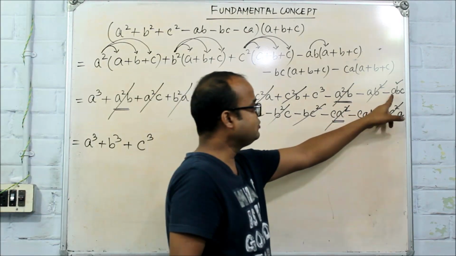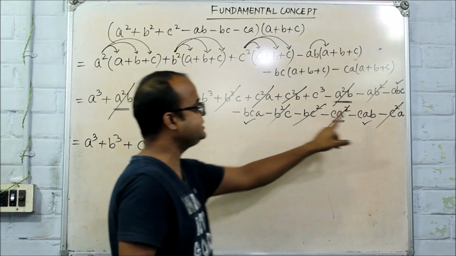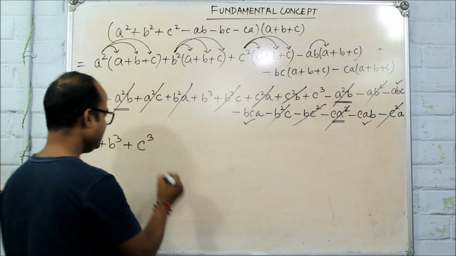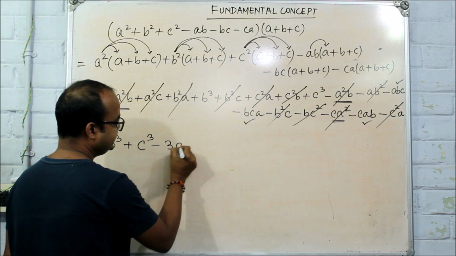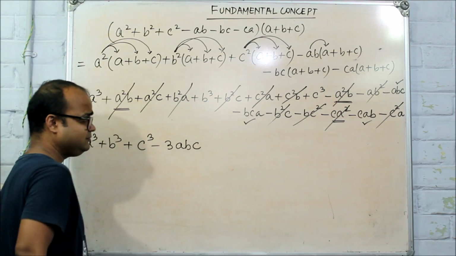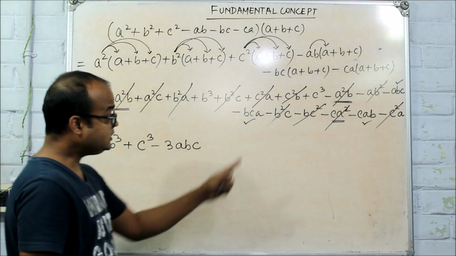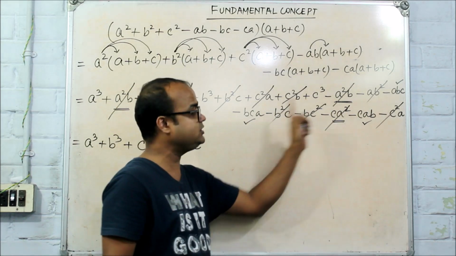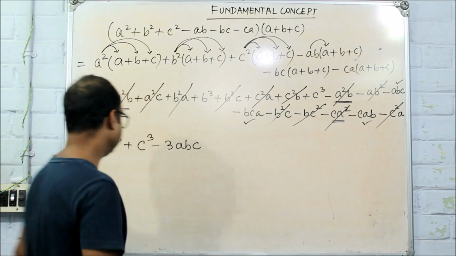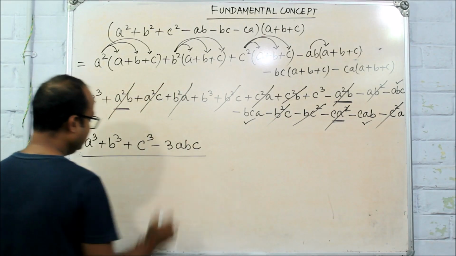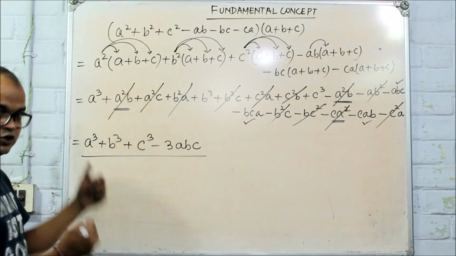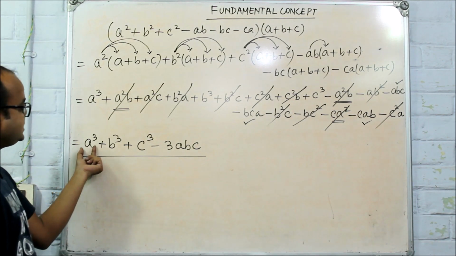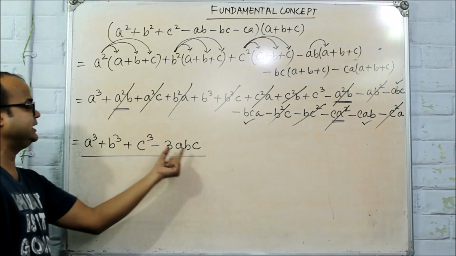Sorry. So minus abc, minus abc, minus abc, 3 times. So we write minus 3abc. So you are adding these terms, minus abc, minus abc, minus 2abc, minus 3abc. So your answer is, since all are unlike terms, you cannot simplify further. So your answer is a cube plus b cube plus c cube minus 3abc.